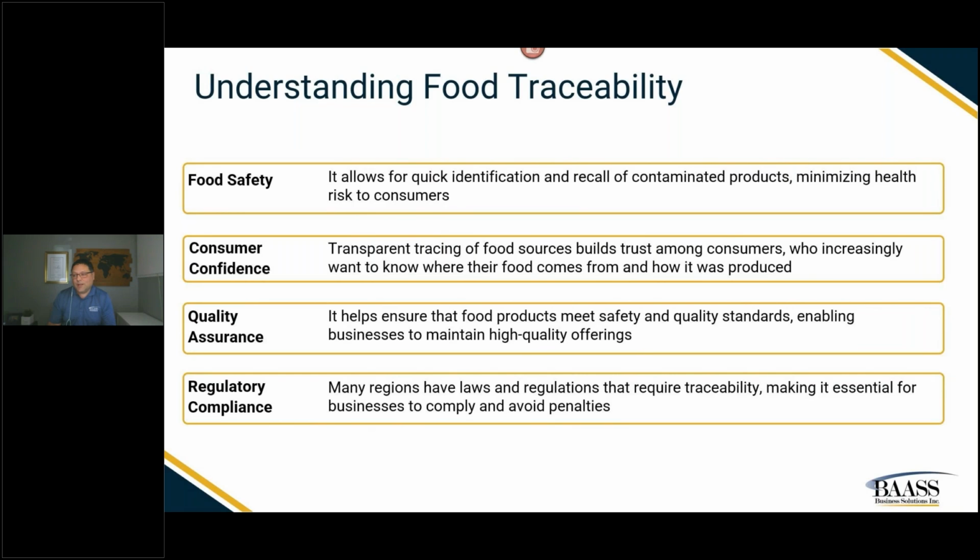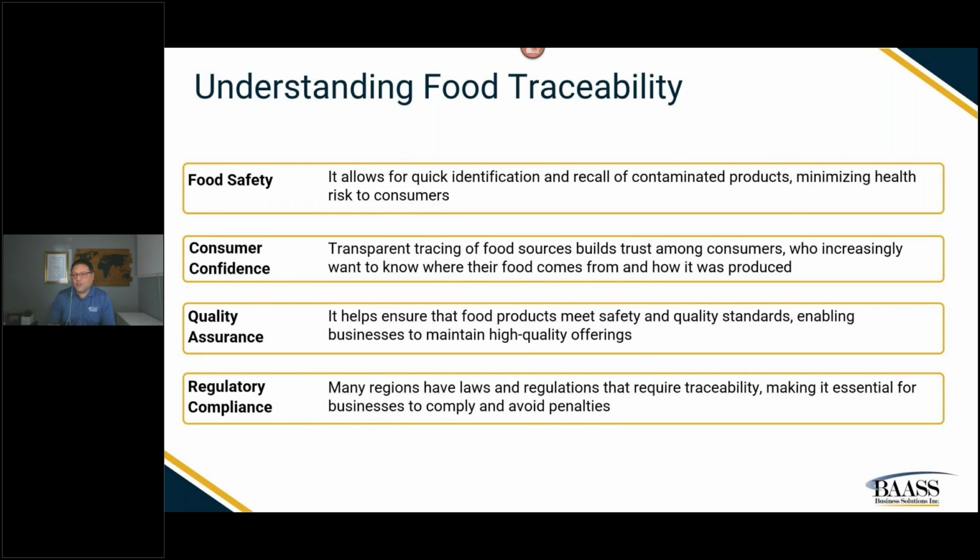Quality assurance. It helps ensure that food products meet safety and quality standards, enabling businesses to maintain high quality offerings. So internally, as you're working perhaps on different recipes, being able to track what's actually been in the product, if you're working at refining the recipes, having a good track record of what lot numbers, what batch, and what product actually went into what process can help increase your quality.